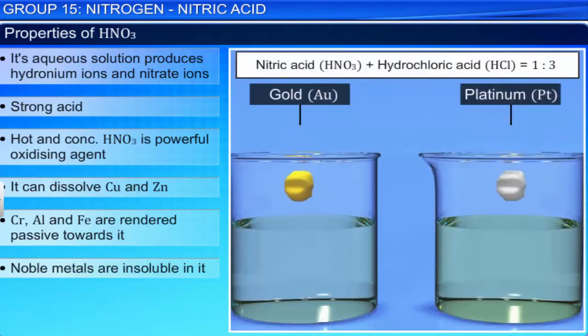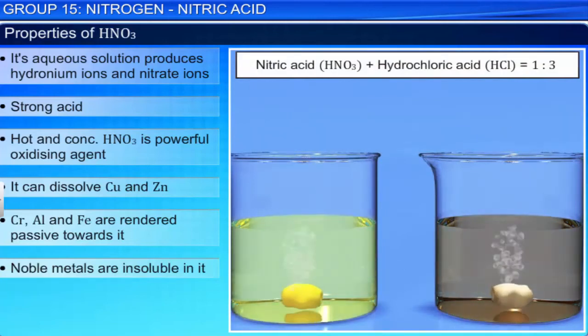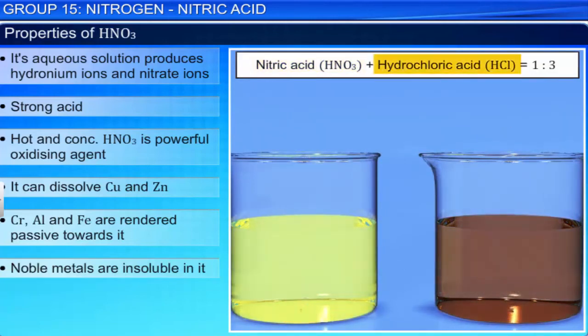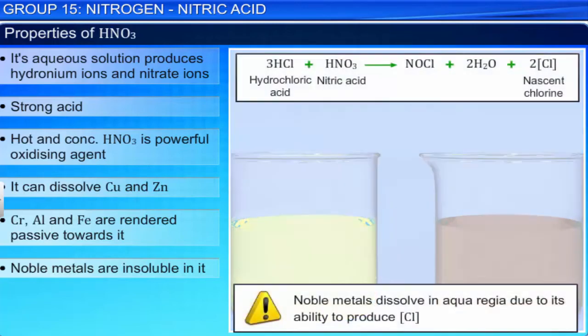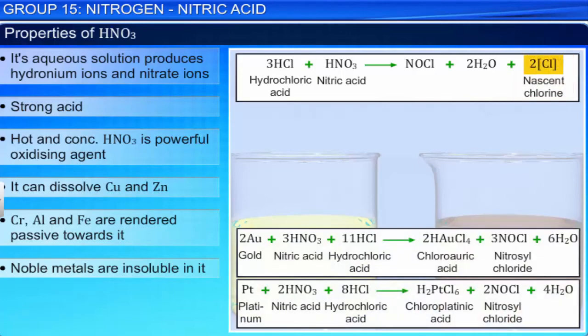However, these metals dissolve in a concentrated solution of nitric acid and hydrochloric acid taken in the ratio of 1:3. This solution is called aqua regia. Note that noble metals dissolve in aqua regia due to its ability to produce nascent chlorine. The nascent chlorine eventually forms a soluble complex on reacting with gold and hydrochloric acid, as shown in these equations.